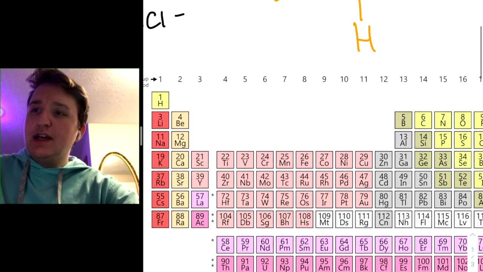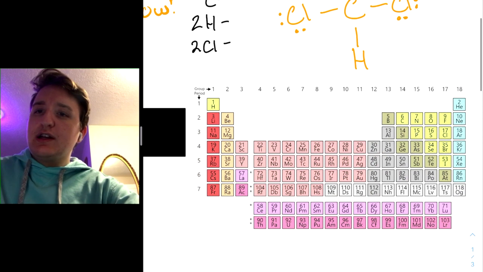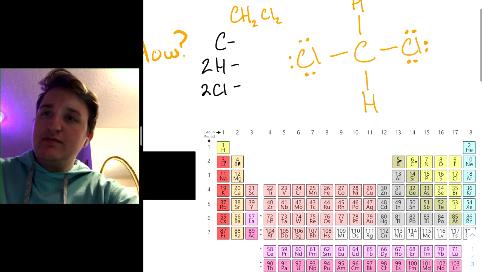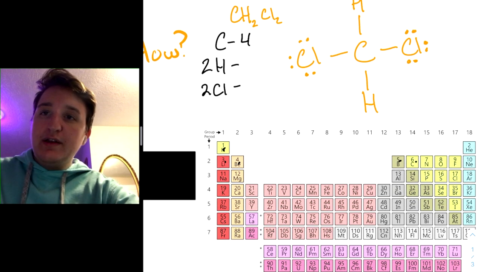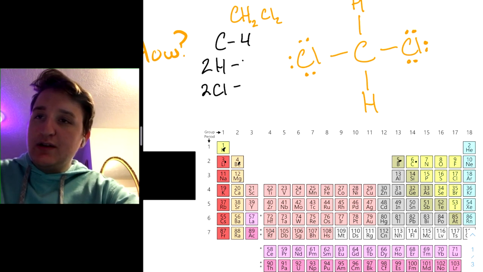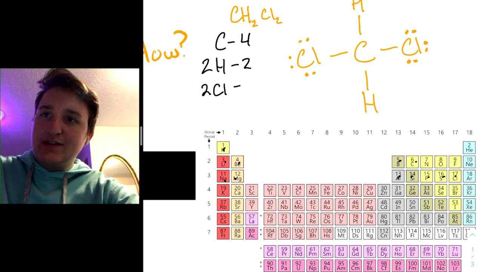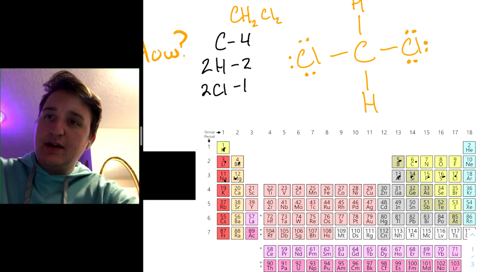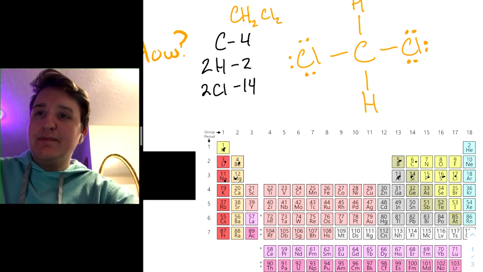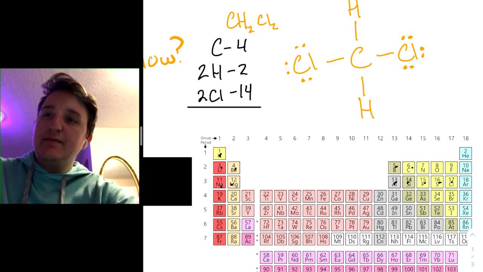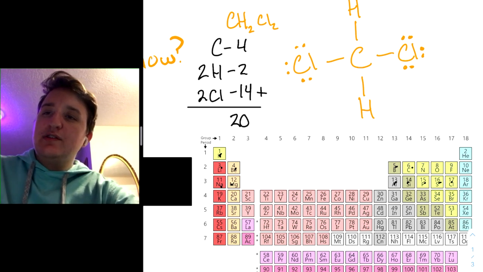So if we look at our periodic table here, which we should always have, we're going to look at carbon. And we know that carbon has 1, 2, 3, 4 valence electrons. Easy. H has 1, but since there's 2 here, we're going to put 2. And then Cl has 1, 2, 3, 4, 5, 6, 7 valence electrons. And there's 2, so we're going to add that up to 14. All right. So now that we know how many valence electrons we have in each individual component, let's add it up. All right, so that's going to be 20 total valence electrons.